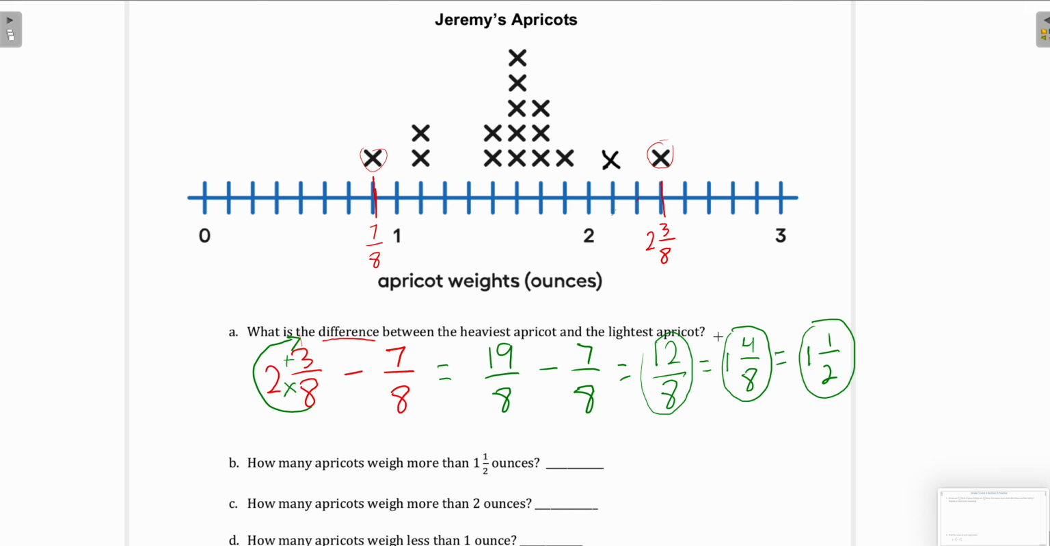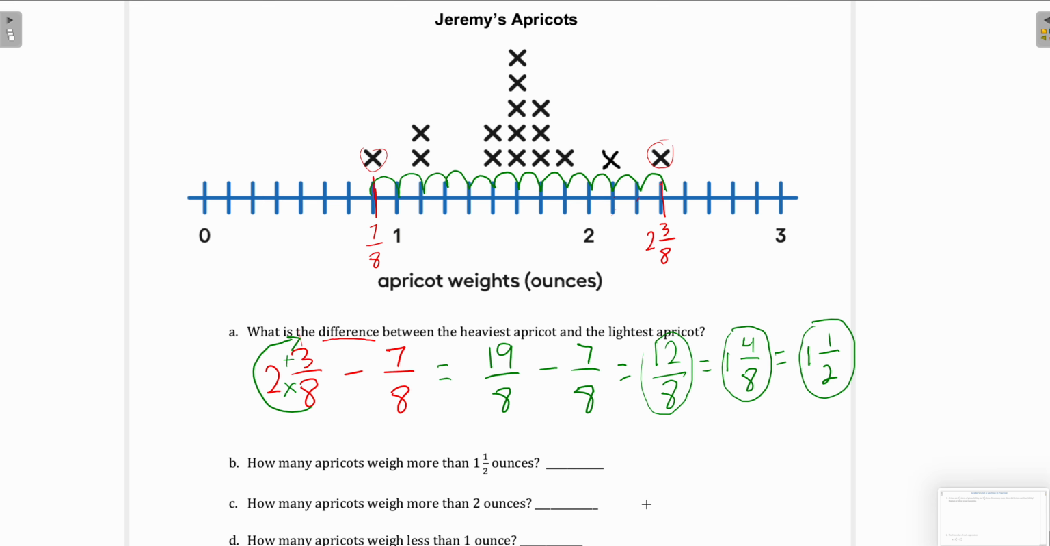And another way to do it is to just count on the number line here, on the line plot, the jumps of 8ths. So let's do it. 1/8, 2/8, 3/8, 4/8, 5/8, 6, 7, 8, 9, 10, 11, 12. So we counted 12 jumps of 1/8. So that's 12/8, exactly what we got.